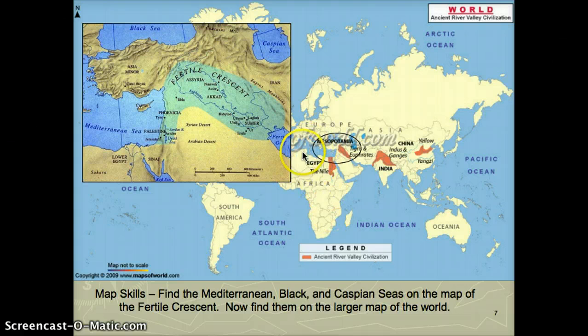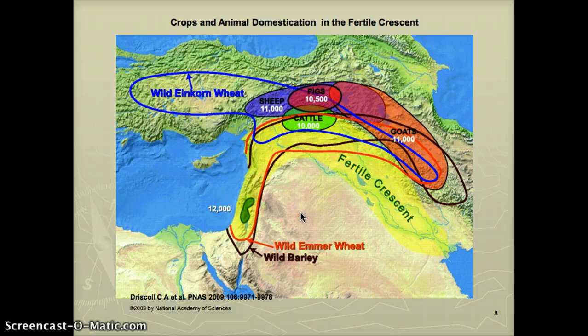All right, so here's your Mediterranean here. Here's your Black Sea here. And here's your Caspian Sea over here, to give you an idea of where we are. So now let's look at this map here. We can see here we have the Mediterranean, here we have the Black Sea and the Caspian Sea. Again, remember where we're at here.